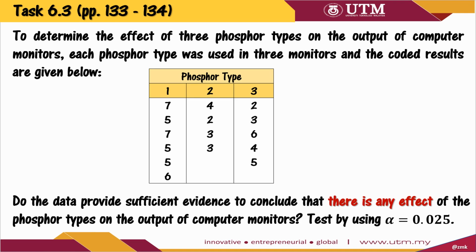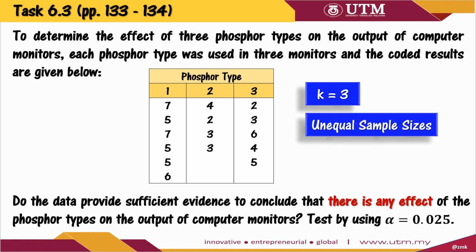As we can see, the sample data also come from 3 groups or 3 levels. So the number of levels in this task question, denoted by K, is 3. The sample sizes are different at different levels. Therefore, we have unequal sample sizes case.